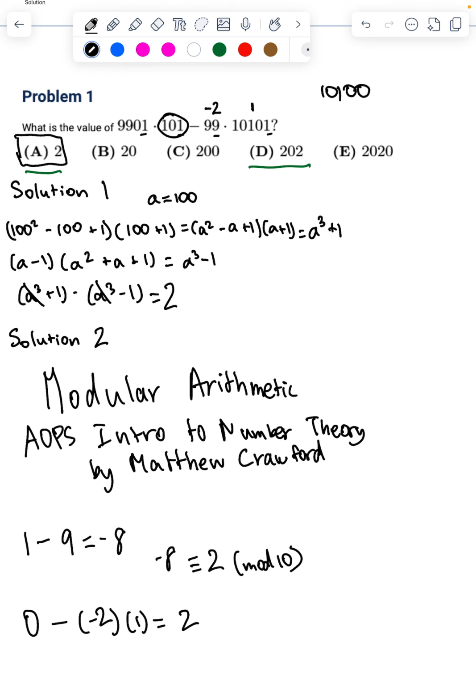And between choice A and D, choice A is the only one that satisfies 2 mod 101. So that's why choice A is the correct answer. The answer to problem 1 of this year's contest is A, 2.